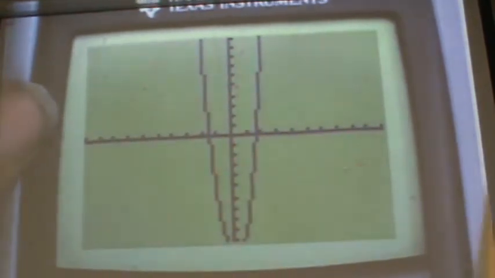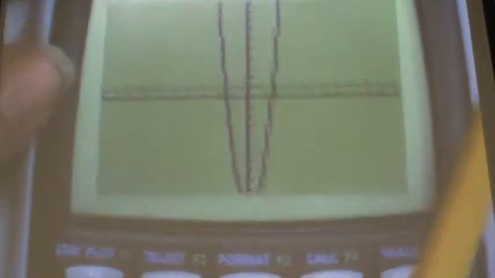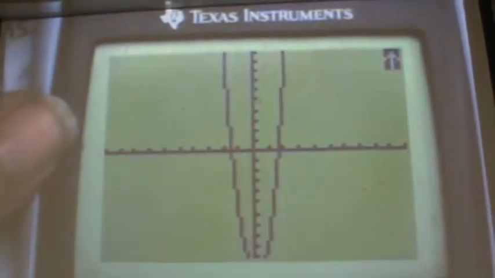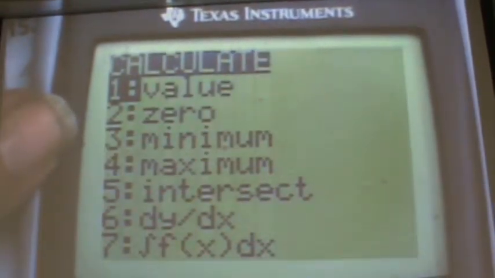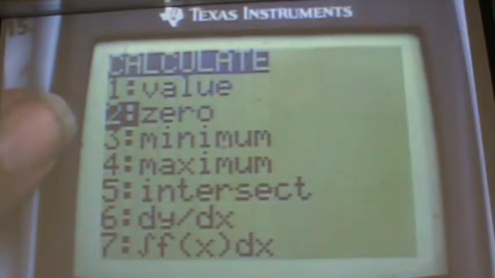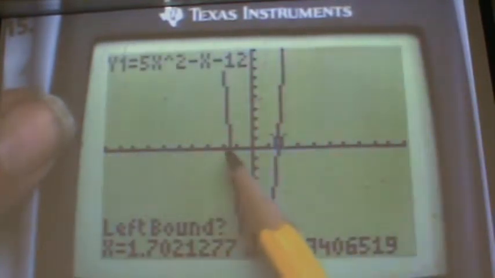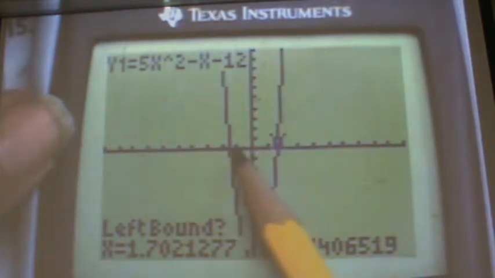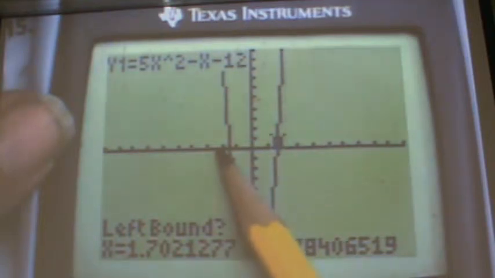So using technology, this is what you hit. You hit second calc. We want the 0, so you go to 2. And let's go for this one first. That's the 0 right there. To the left of that is what number? These are all 1. This goes by 1. That's negative 1, that's negative 2.